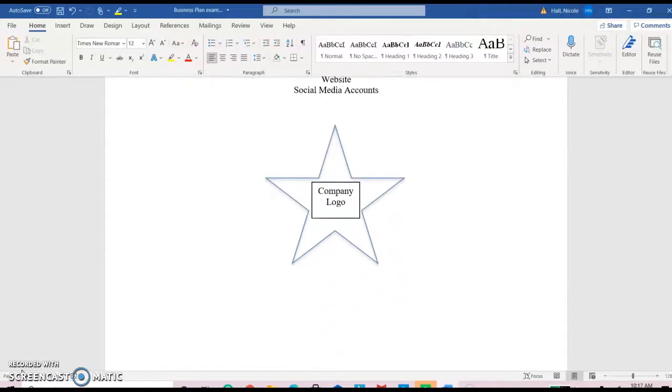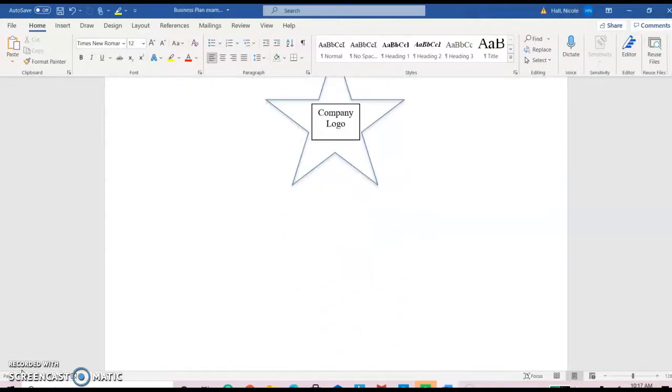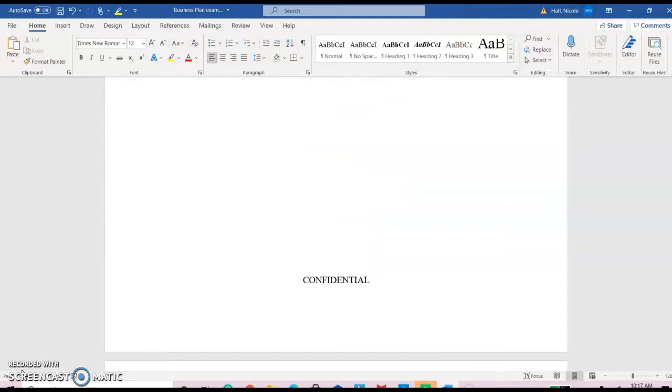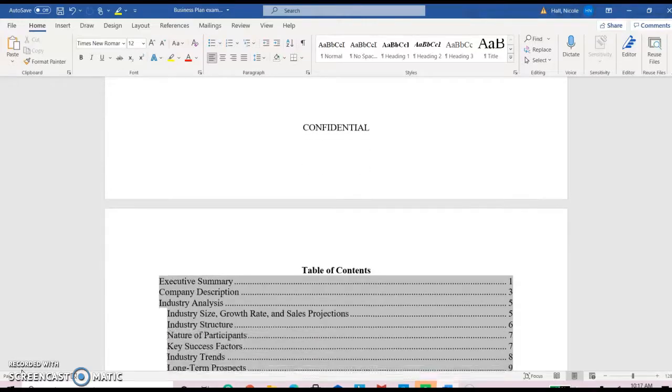Please include a company logo if you have one, and then at the bottom of the cover page, please put the word confidential so readers know they should not share this document without permission.